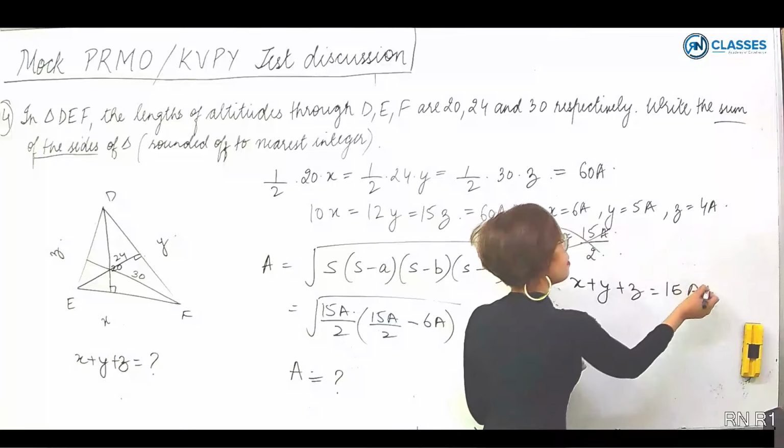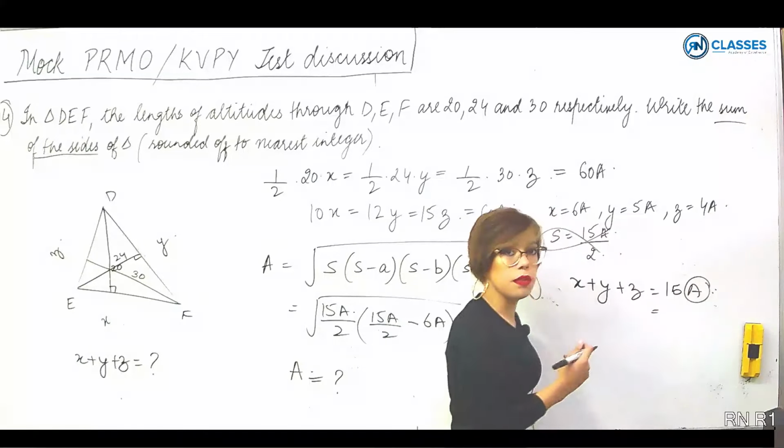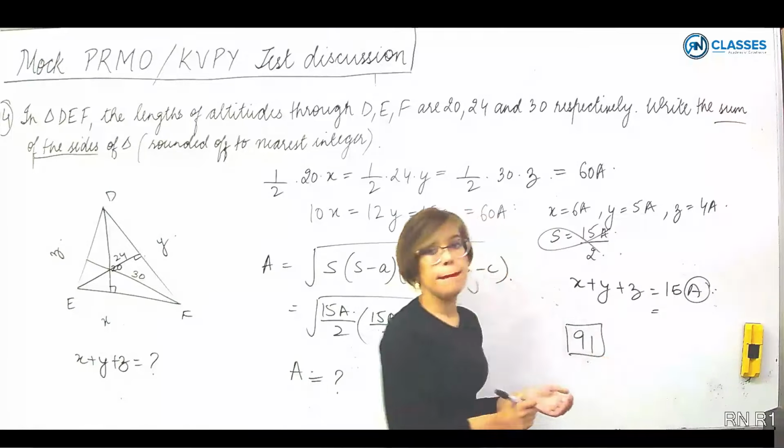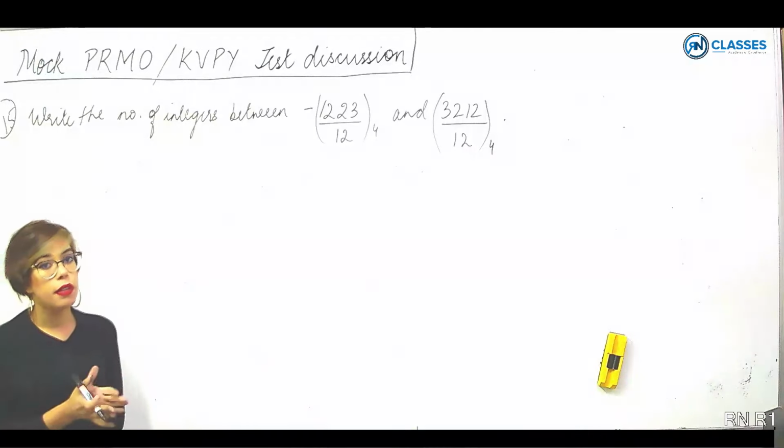This plus this plus this. So substitute the value of a and you'll get the answer. And approximately it turns out to be 91. Alright, on to the next one.